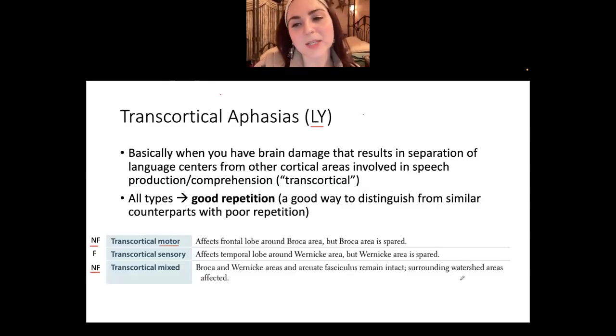And they talk about how these watershed areas are affected. It's basically this frontal lobe around Broca's and this temporal lobe around Wernicke's are both affected. They call that a watershed area, but the actual areas are fine. So again, it's going to present like a global aphasia, but now the repetition is totally fine.